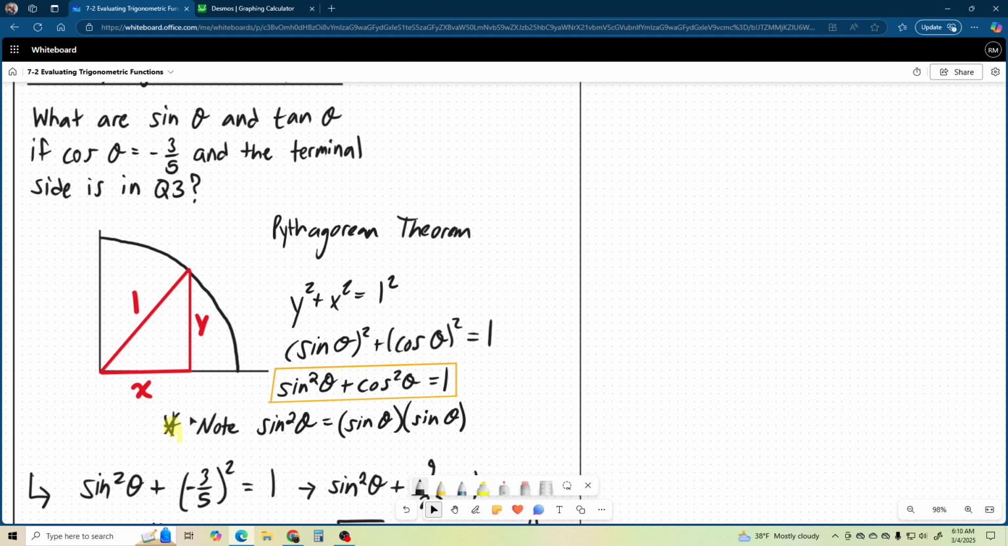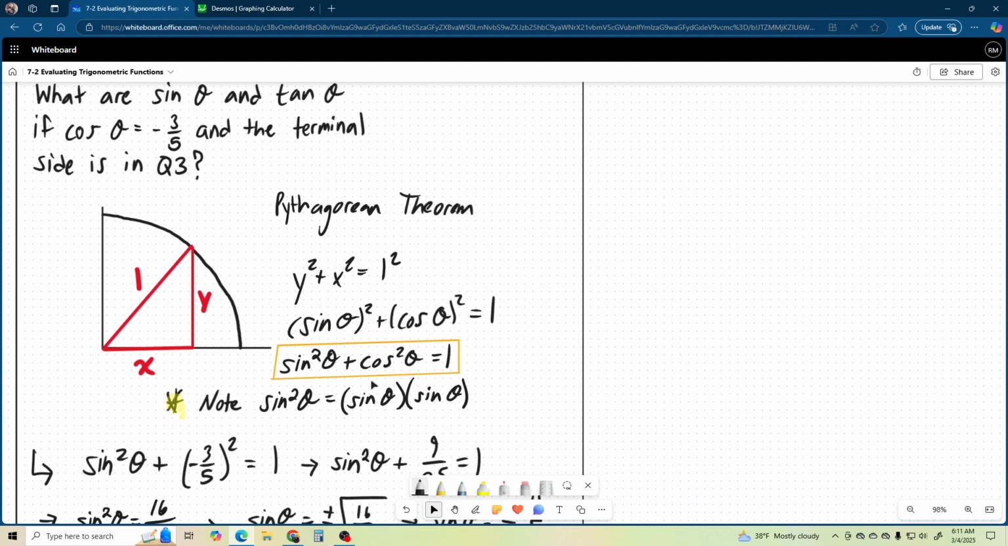If you look down here, sine squared theta is sine theta times sine theta, right? It's not sine of theta squared. Okay, it's the function twice, just to be clear. I just want to make sure that that's understood. So when you see the little squared before the theta, it's basically saying you have to take sine of whatever that angle is. So let's say it's 30 degrees. That would be sine of 30 degrees times sine of 30 degrees. It's not sine of 900 degrees, right? Okay.